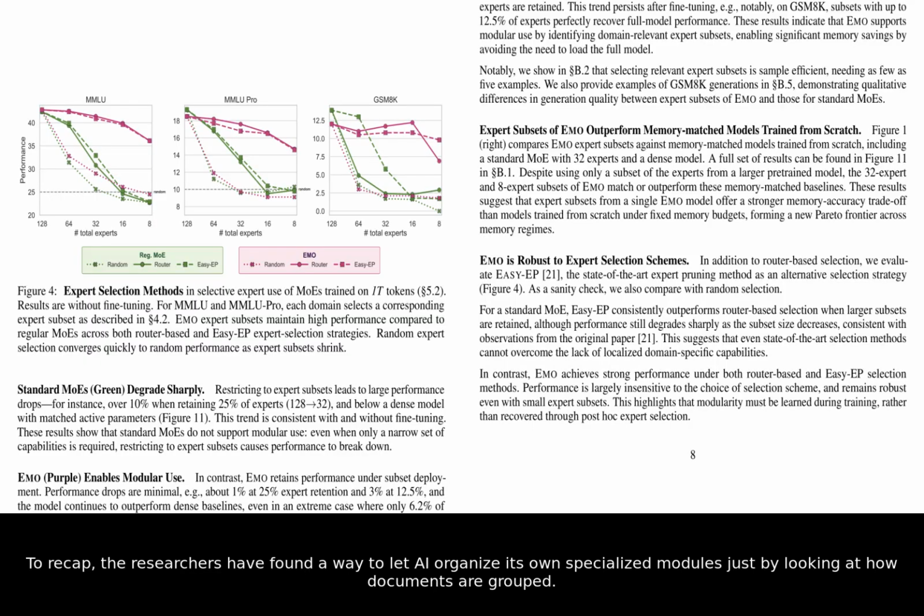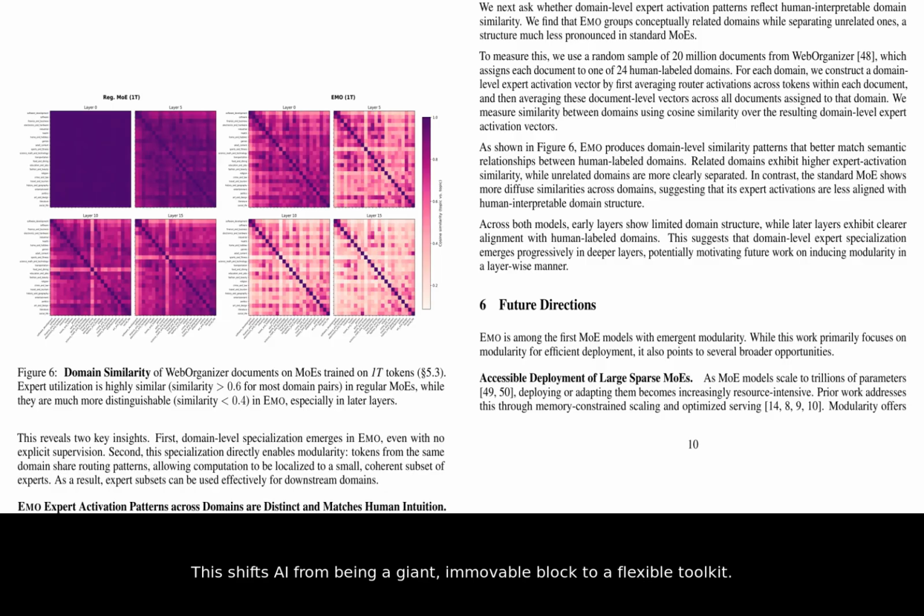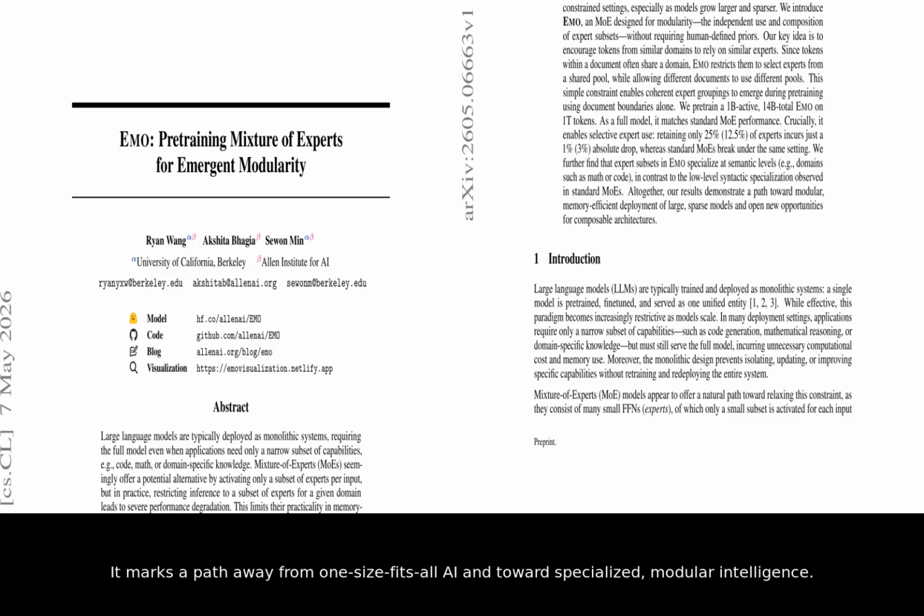To recap, the researchers have found a way to let AI organize its own specialized modules just by looking at how documents are grouped. They proved that these modules can be pulled out and used by themselves for specific tasks. This shifts AI from being a giant, immovable block to a flexible toolkit. In the long run, this could lead to more transparent, manageable, and efficient systems for everyone. It marks a path away from one-size-fits-all AI and towards specialized, modular intelligence.